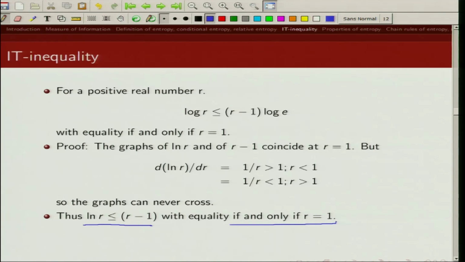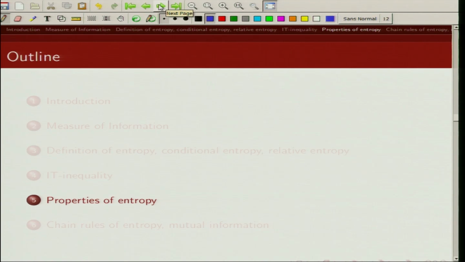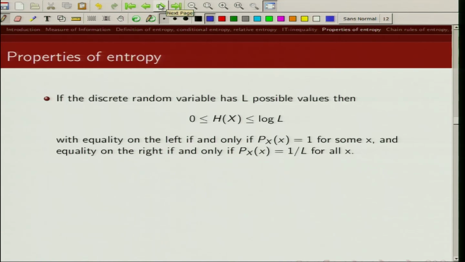If I multiply both sides by log of e, I get this result: log of r is less than or equal to (r minus 1) log of e. This is known as the IT inequality. Now let us prove some properties of entropy using this IT inequality. The first property is for a discrete random variable X that takes L possible values, as follows.